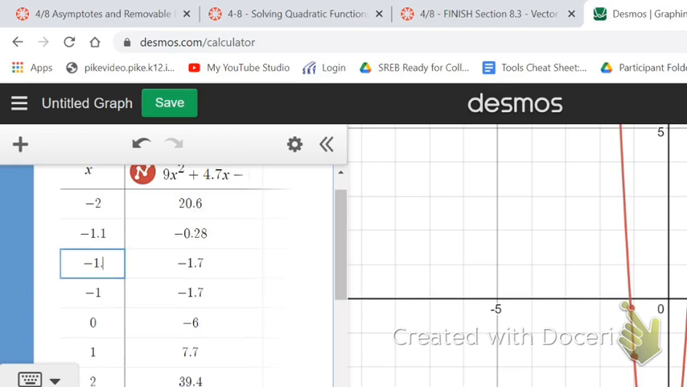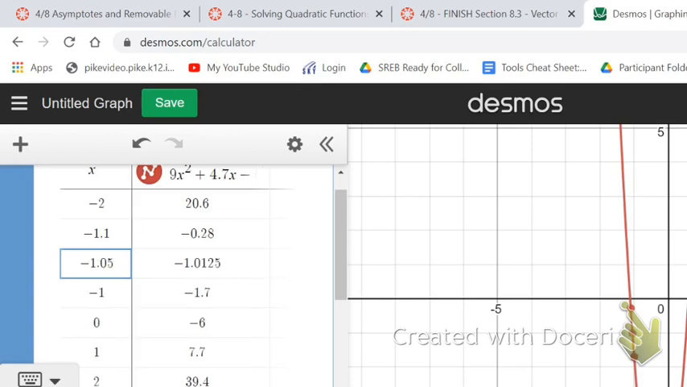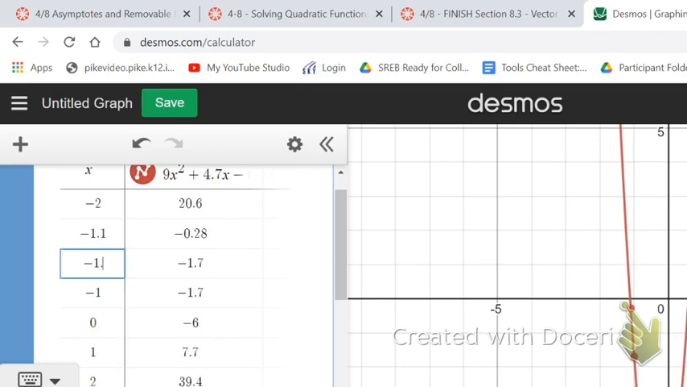-1.05. Ooh. Did we get closer or farther away to 0? Farther. So should we modify our guess here? What should I try instead? -1.2. Okay.